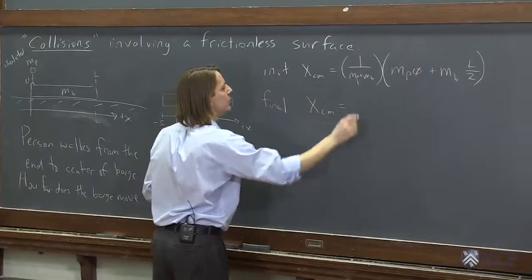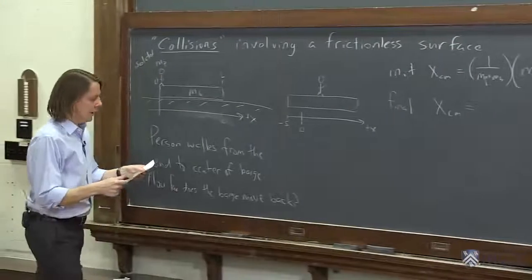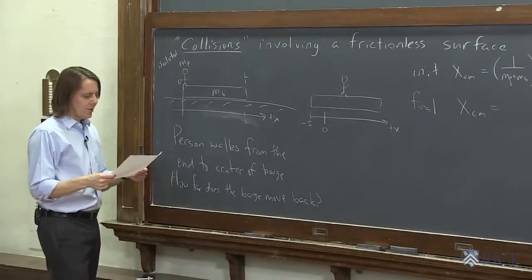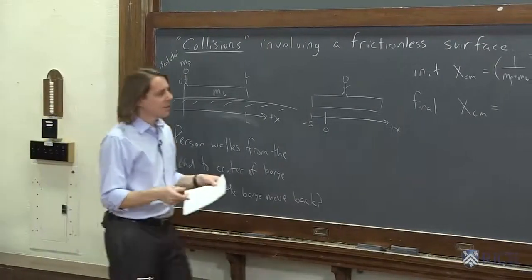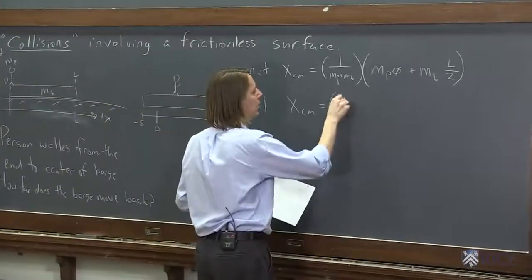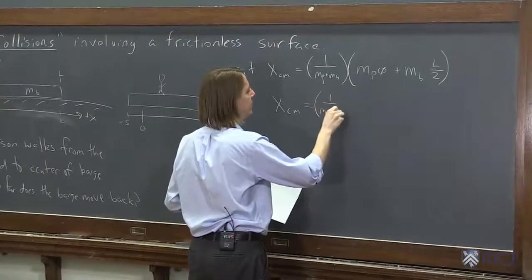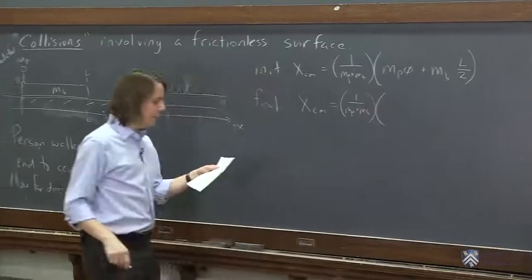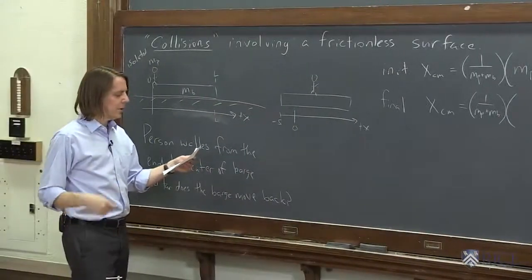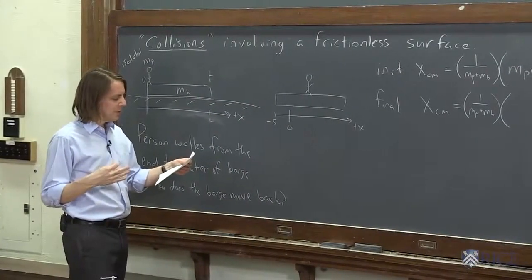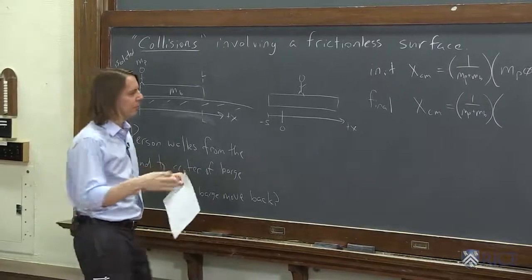Center of mass. Where is it? Let's see how we want to write that. Again, it's 1 over the total, 1 over mp plus mb. And now it's my position times my mass plus the center of the barge times its position.